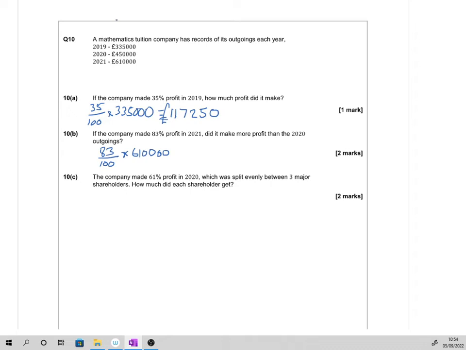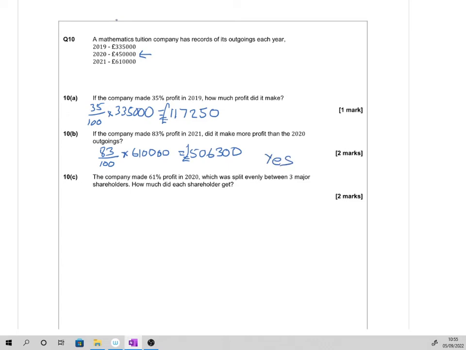Okay, these seem very bizarre numbers. If I'm doing this right, let me know. Okay, 83 divided by 100 times 610,000 equals 506,300. So that's the profit in 2021. Did it make more profit than the 2020 outgoings? The 2020 outgoings is 450,000. So yes. I don't like these.